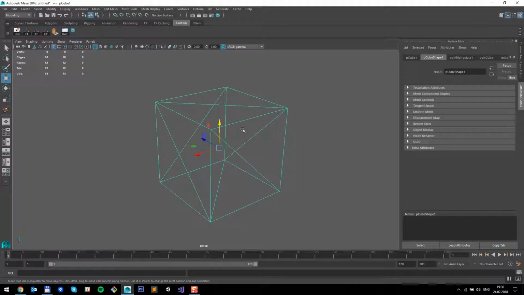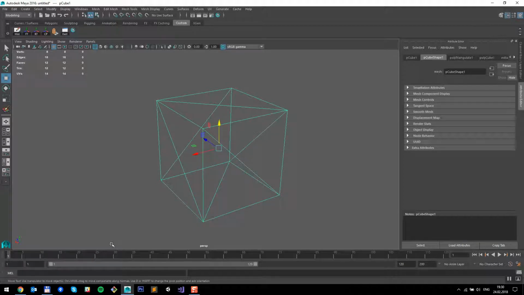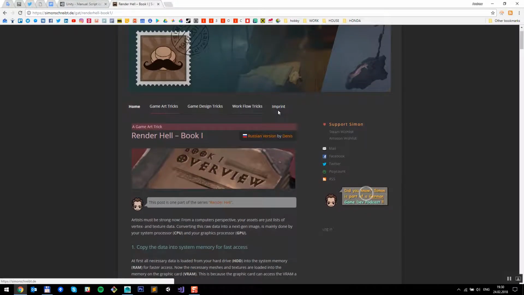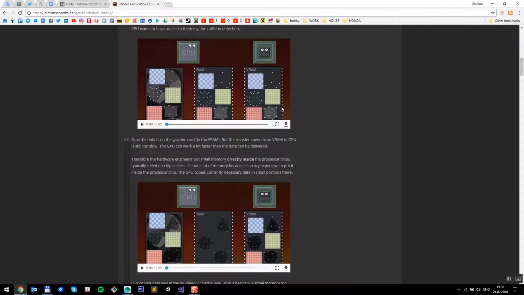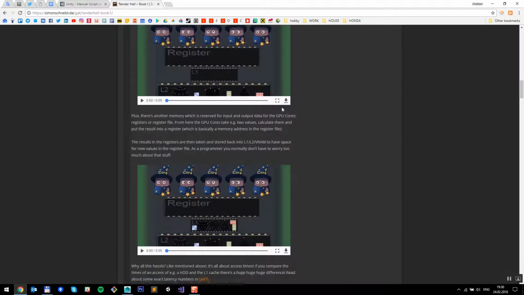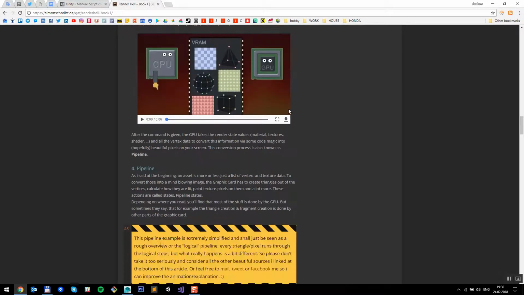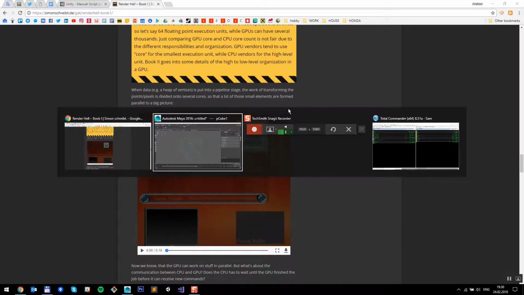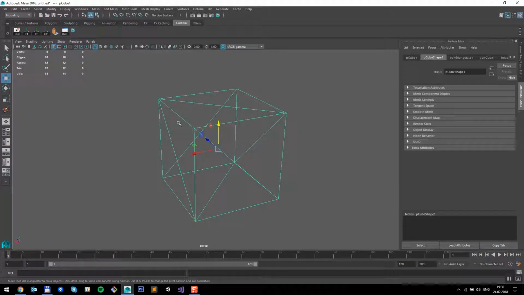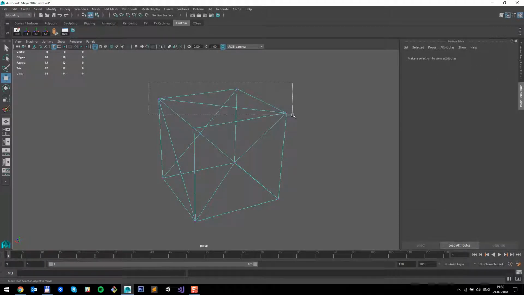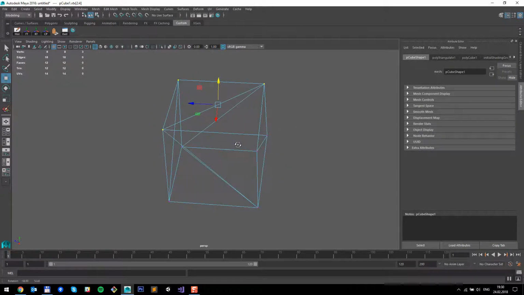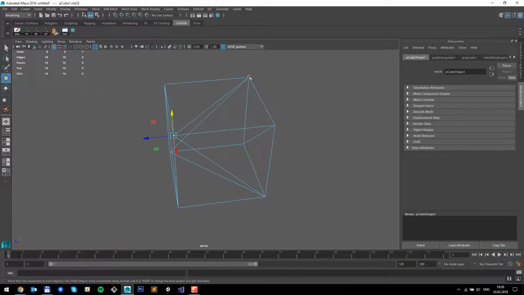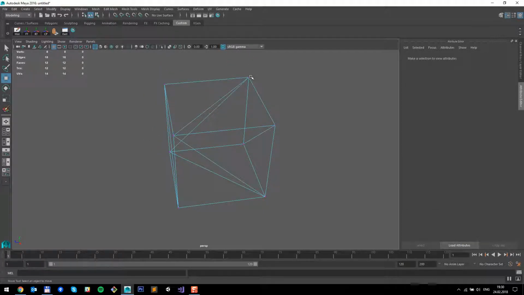So, the geometry has to pass several graphics pipeline steps in order to appear on the user's screen. For a deeper understanding of each step, please refer to the Render Hell book by Simon Trümpler, linked below. Within this lesson, I will cover the most important parts of the rendering process. The first step is input assembly. At this step, the CPU combines vertices into vertex buffers in a specific order, so the graphics card can understand how they are connected to each other to make triangles.